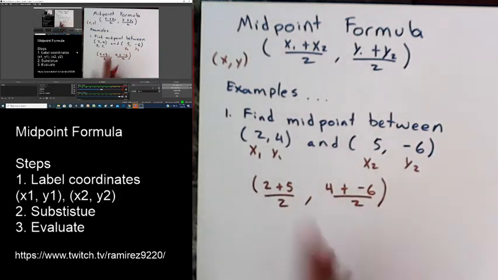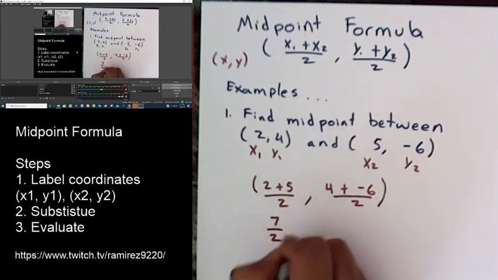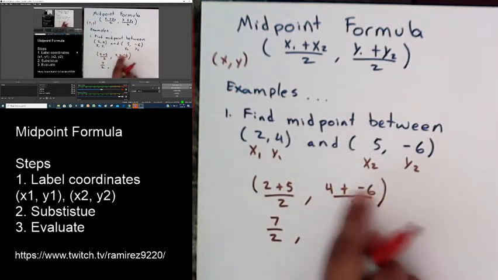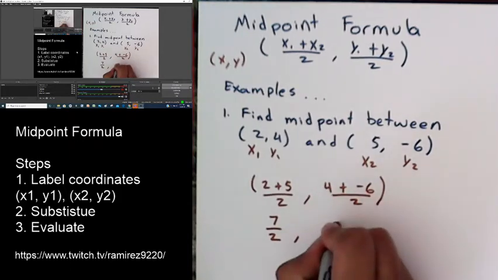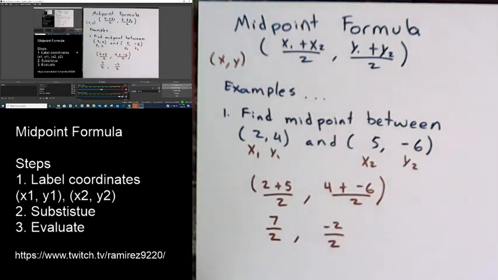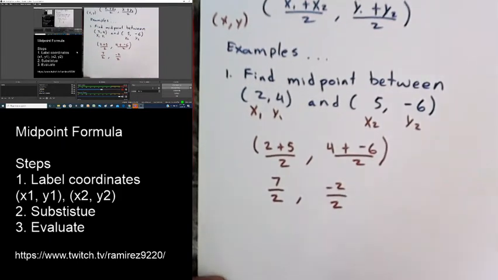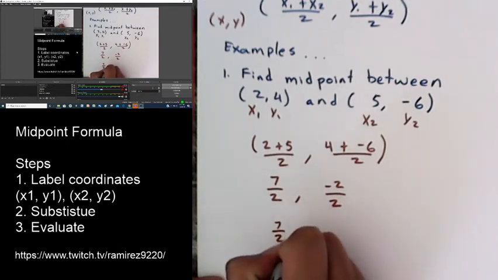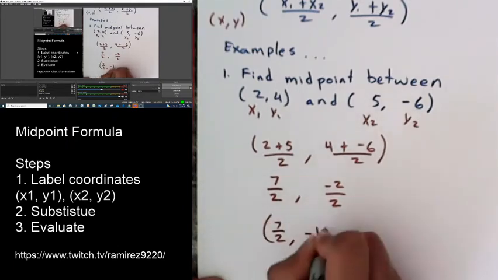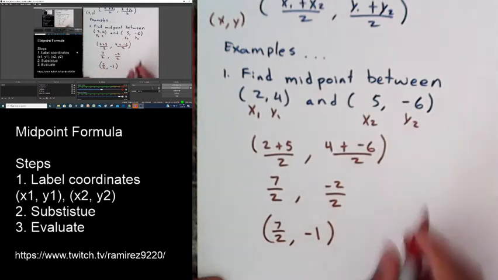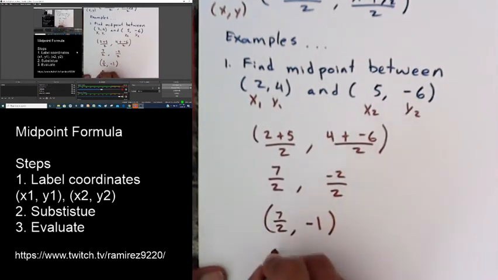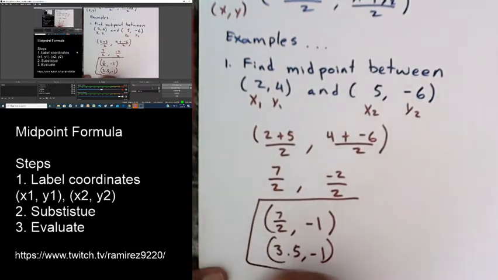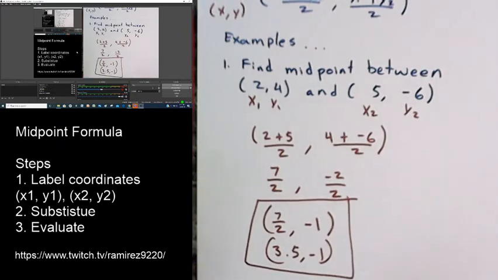So 2 plus 5, that's 7. So that's 7 over 2. 4 plus negative 6, they're different signs, so we're going to have to subtract. So that's negative 2 over 2. If you can simplify, simplify. And this one we can't simplify any further, and this one we can. And so our answer is just 7 over 2 and negative 1. Sometimes they'll go ahead and put that in decimal, so this is just 3.5, negative 1. So it doesn't really matter how it's written, these are the same thing. That's how easy it is.